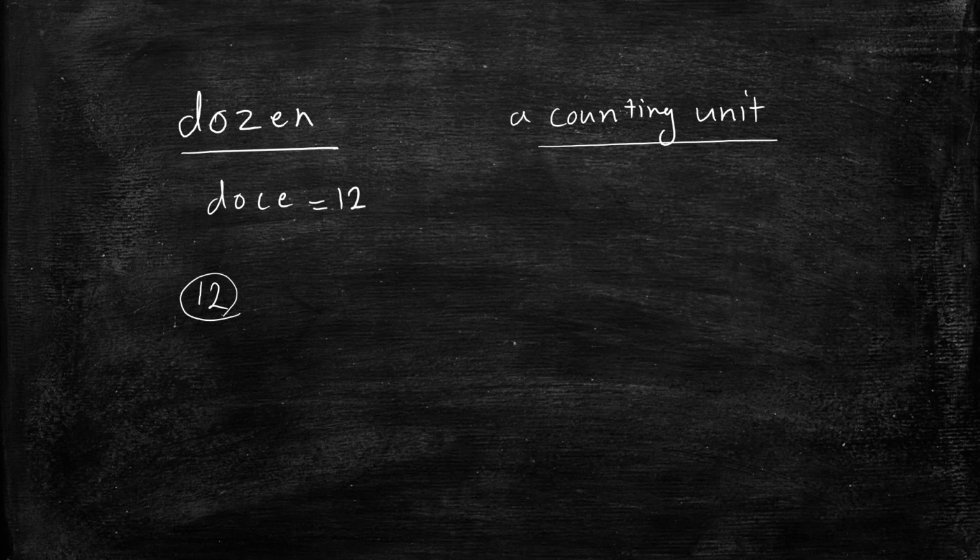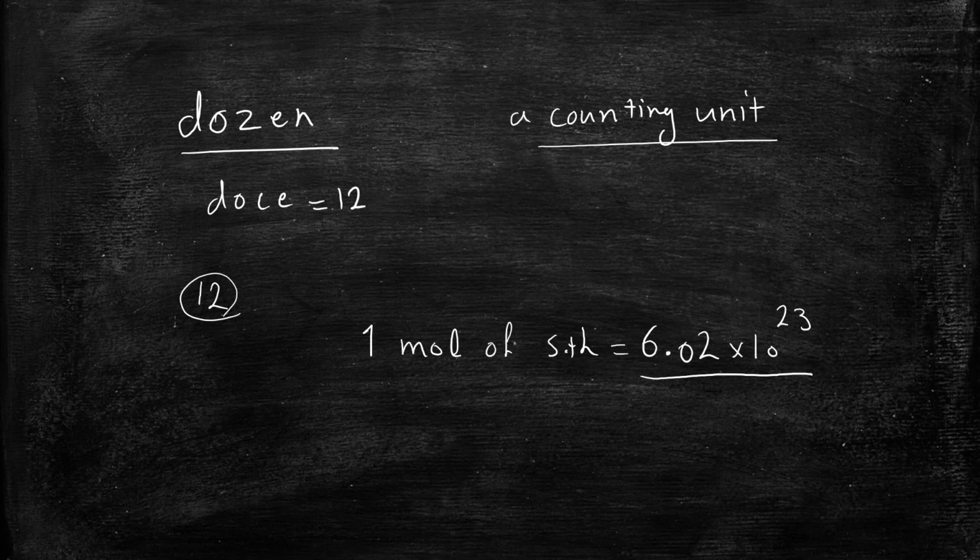And so on. Mole as well is a counting unit, and 1 mole of something is equivalent to a big number, a huge number, roughly speaking 6.02 times 10 to the power of 23. You see, this is a big number. That is like almost 6 with 23 zeros after it.